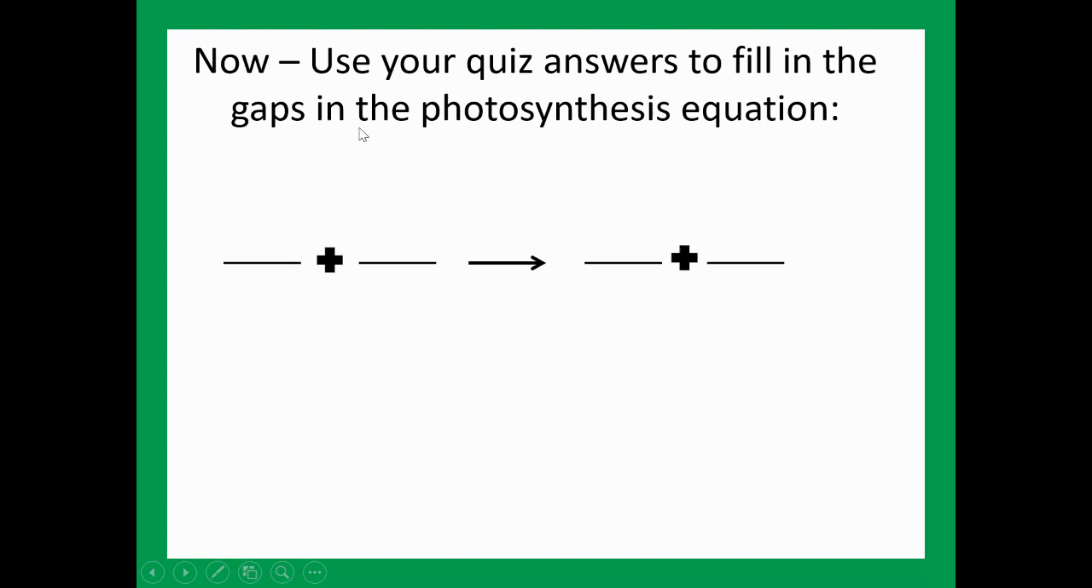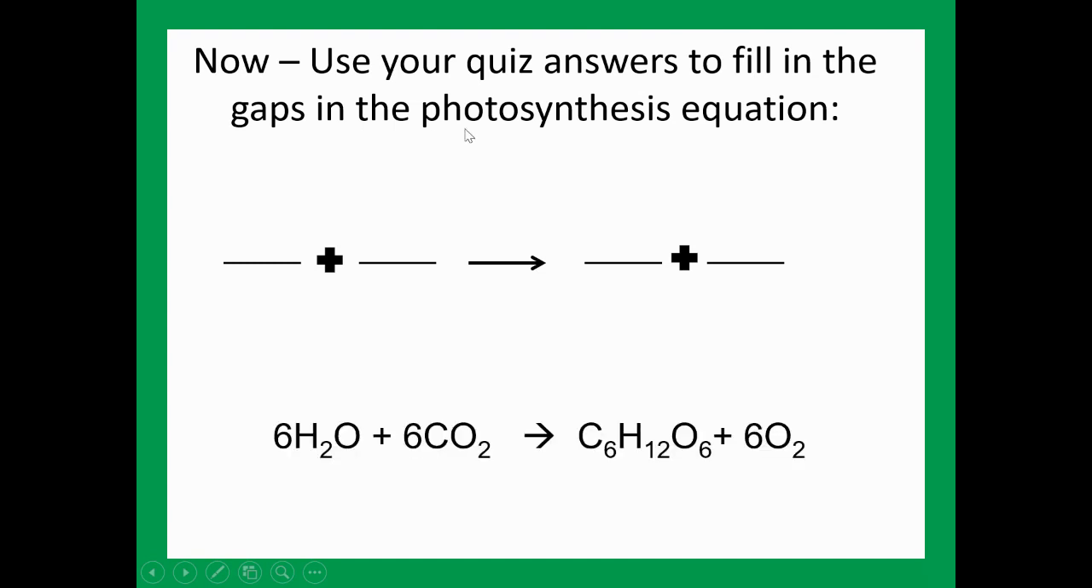Right, using your quiz answers, fill in the gaps in the photosynthesis equation. It should look like this. The reactants, what you start with, are water and carbon dioxide, and the products are glucose and oxygen. In fact, the point of photosynthesis, the point of this chemical reaction that all plants do, is to make glucose.